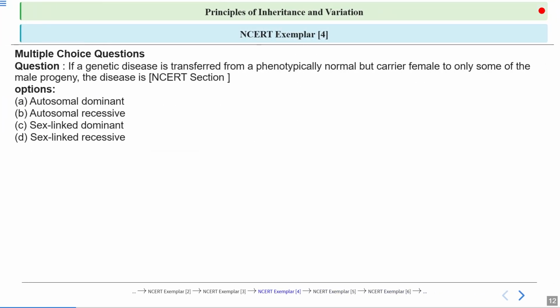The next question: if a genetic disease is transferred from a phenotypically normal but carrier female. So the female is a carrier. Females are usually carriers because they have one pair of X chromosomes. So a carrier female is actually normal. There is a genetic disease being transferred from a carrier female to only some of the male progeny. So this disease is, what, of the options: autosomal dominant, autosomal recessive, sex-linked dominant, or sex-linked recessive? What will be the correct answer here?